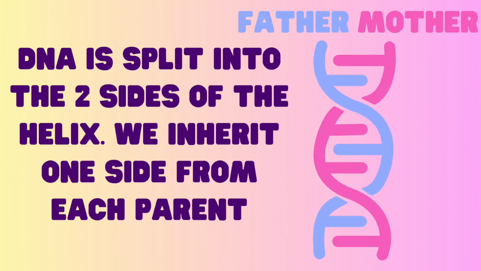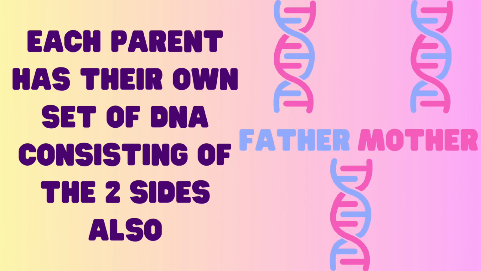DNA is split into the 2 sides of the helix, so you can think of the helix as being similar to a ladder, and each step of the ladder carries a trait for a specific thing. So we inherit one side of that ladder from each parent, kind of like the idea here, pink from the mum, blue from the father. And each parent has its own set of DNA consisting of the 2 sides also, and that just dates back and back and back through grandparents, great-grandparents, etc.